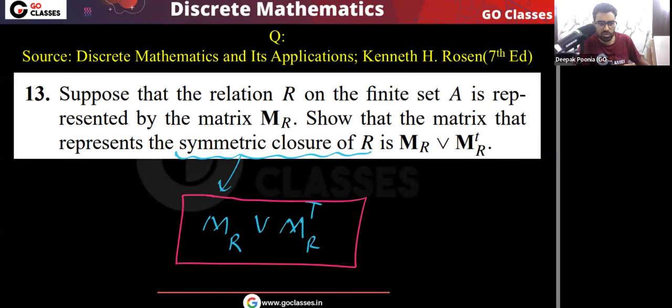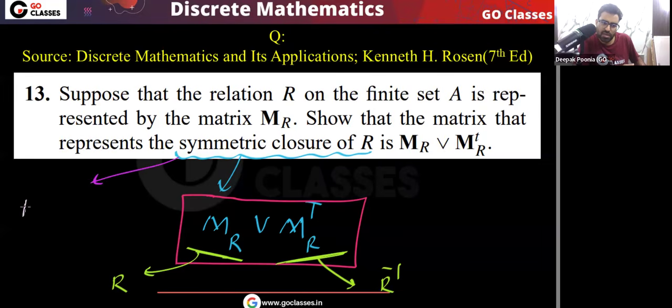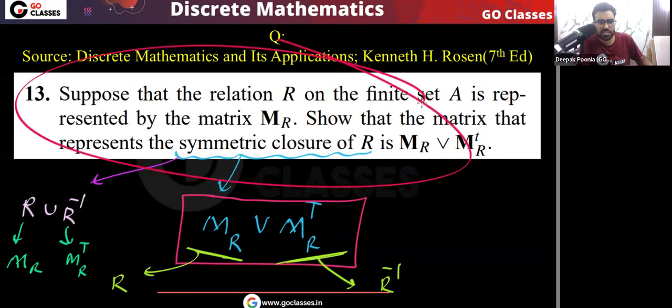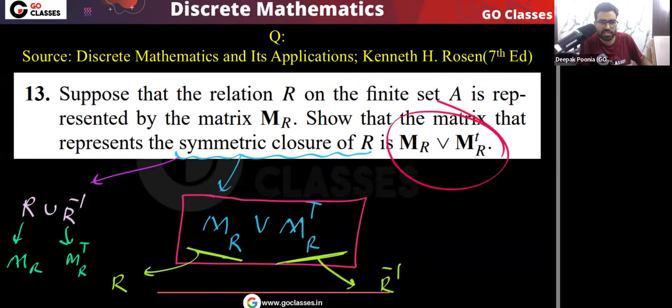Because you can see this MR represents R and this MR transpose represents R inverse, and the symmetric closure of R is R union R inverse. R is represented by MR, so R inverse will be represented by MR transpose. So that's it. This question number 13 also we have done, that this matrix MR OR MR transpose will be the symmetric closure of R. Very simple questions.